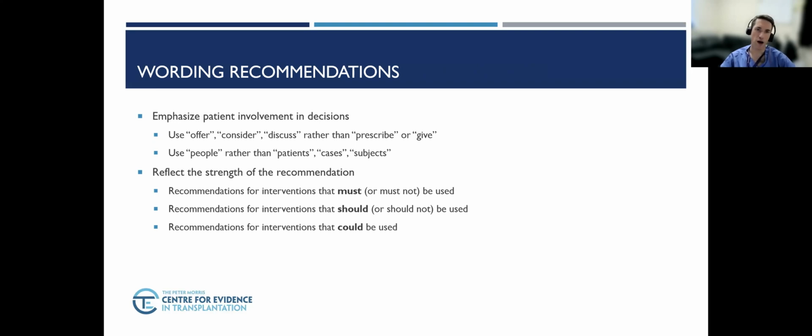Use people rather than paper, particularly these impersonal words like cases or subjects. And really, most recommendations fall into one of three categories in terms of the strength of recommendation. There are those that must or must not be used. There are those that should or should not be used, so relatively strong recommendations, or those that could be used where the level of evidence is perhaps less certain.